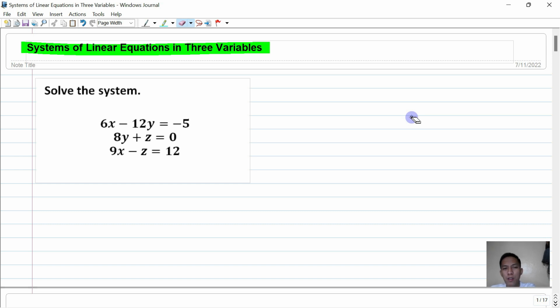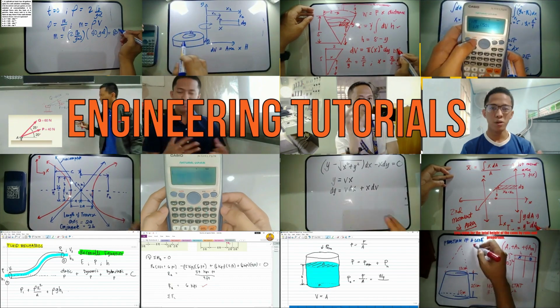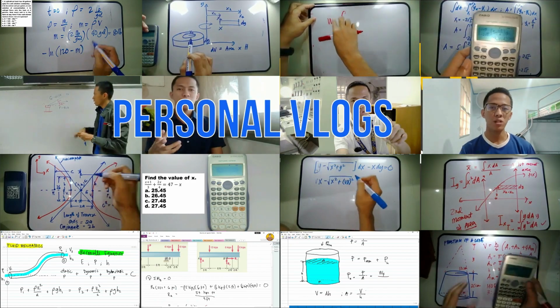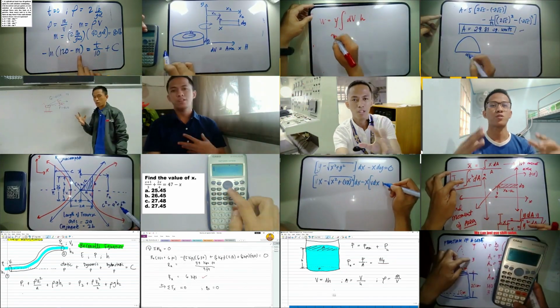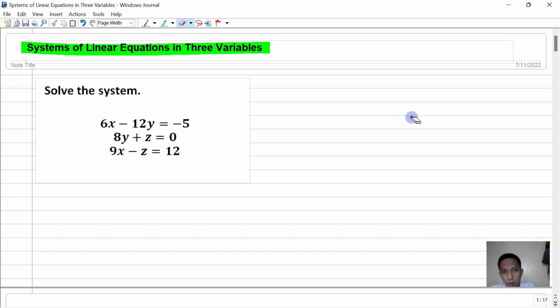So in this video, we are going to discuss systems of linear equations in three variables. In this lecture, we are going to solve linear equations with three variables. Basically, we have three unknowns here and we are going to solve it using the process of elimination or substitution.